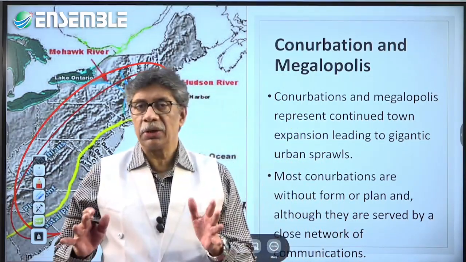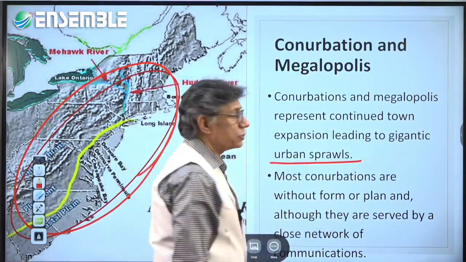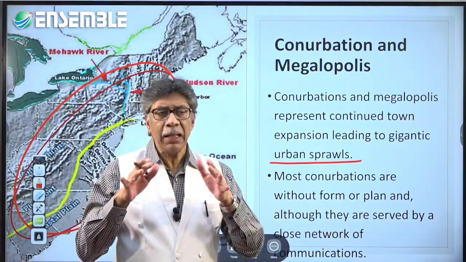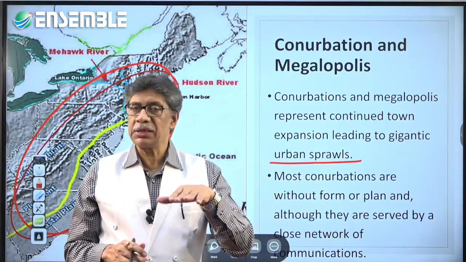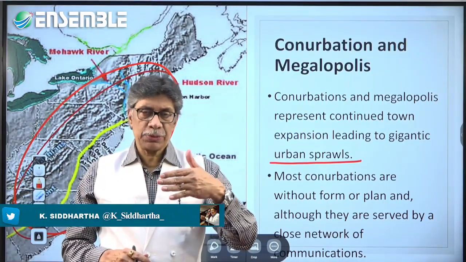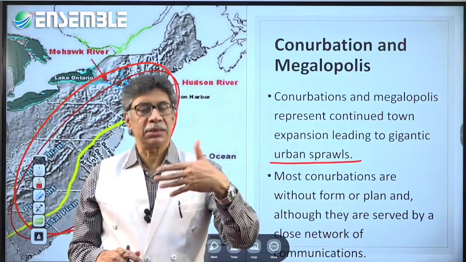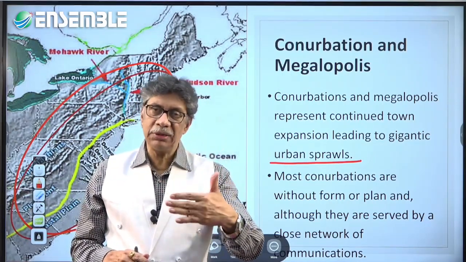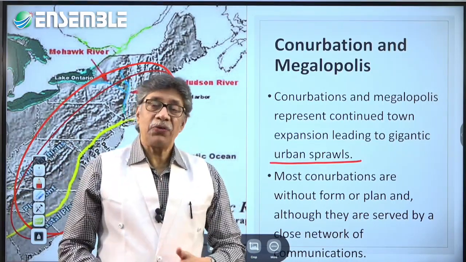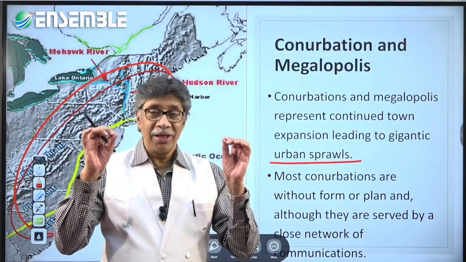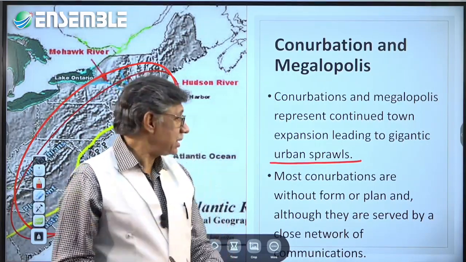Conurbations and megalopolis all in all represent a continuous town expansion. Of course, it leads to massive, very large urban sprawls. If you move through the Bowash megalopolis from one city to another, you will imagine that the urban area comes, and then the sprawl comes. And after the sprawl, there's another urban center that begins. Then you move through this urban area, and you find another urban sprawl, and then another city. So 500 kilometers is almost like a continuous built up area.